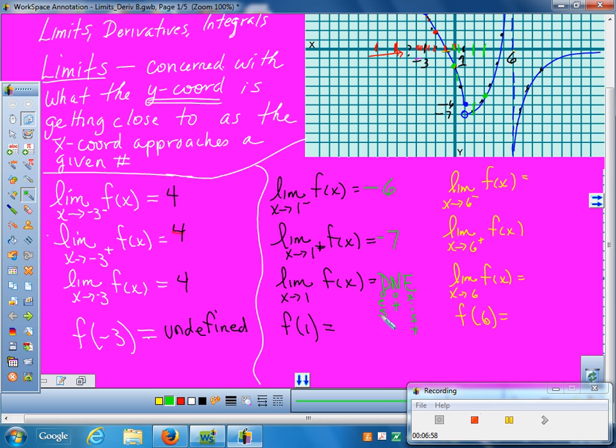Okay, so in this case, when I ask you for f of 1, when I ask you what is the value right on 1, is there one? Yeah, because there's a colored in point there. On 1, it's colored in at -6, so yep, it's -6 then. So in this case, we have a defined point, but we don't have a limit, because the two sides don't go to the same place.